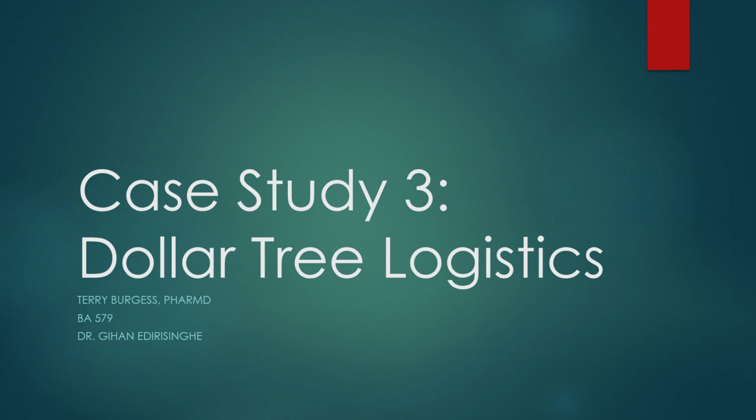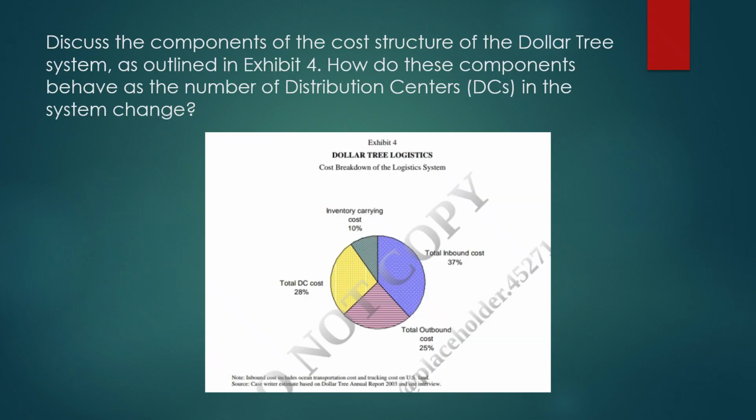Now, I will go ahead and dive into the first of the three questions that is posed for this case report. The first question is, discuss the components of the cost structure of the Dollar Tree system as outlined in Exhibit 4, which I did include here on this slide as a refresher while we go through this. And how do these components behave as the number of distribution centers in the system changes?